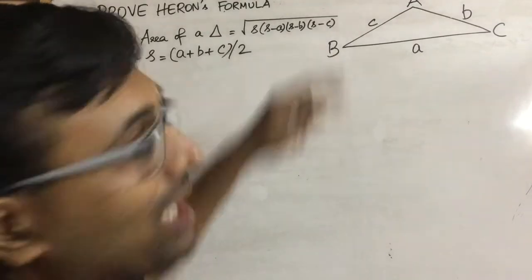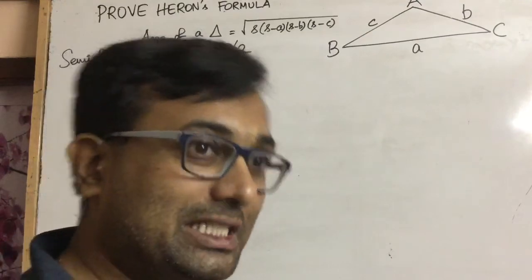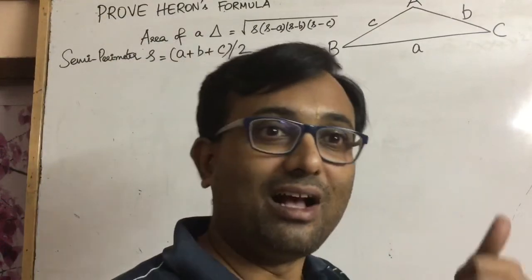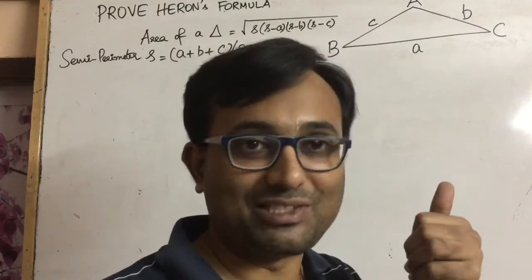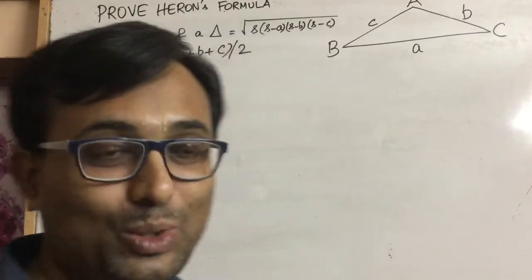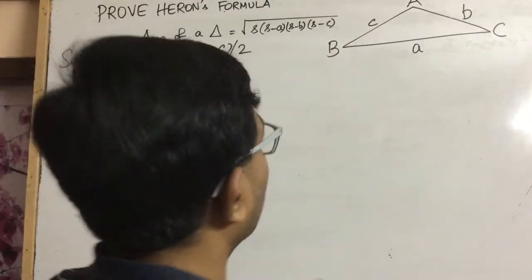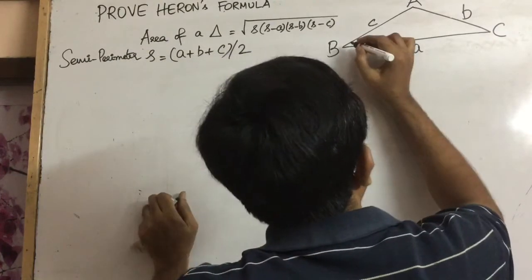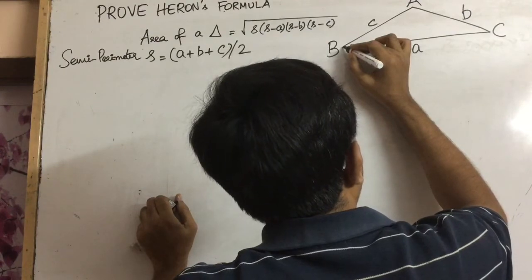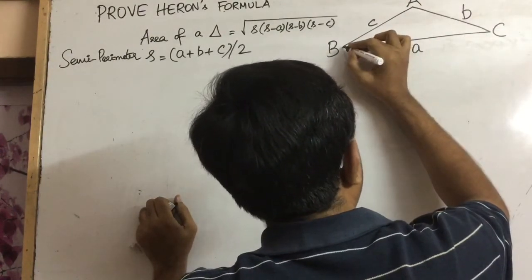For proving this formula, we are going to need to know two things: that the area of a triangle is half its base times its height, and we need to know the law of cosines. So I'll indicate these points as we go along this proof. So let's first draw the perpendicular from the vertex B to AC.